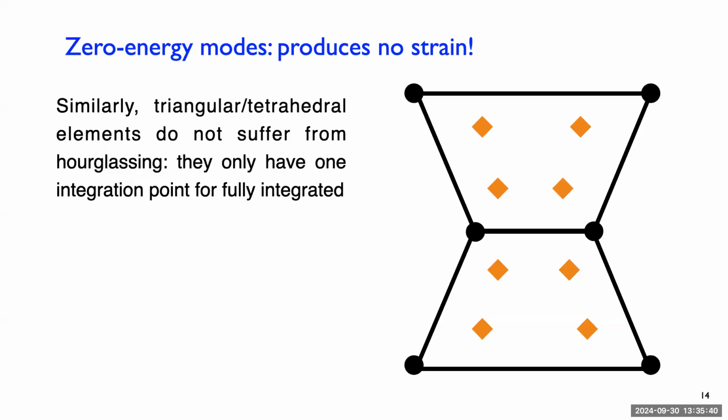So tetrahedra is a triangle-based pyramid. That's the equivalent of a triangle in 3D. They don't suffer from hourglassing. But for hexahedra, which are six-faced blocks like cubes, they will suffer from hourglassing if you're using reduced integration. Whereas if you're fully integrated, it won't.